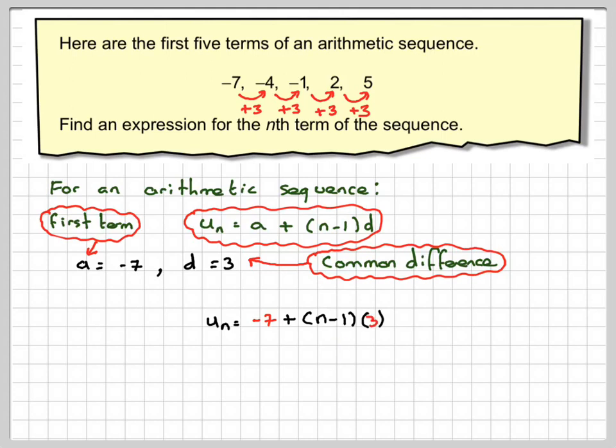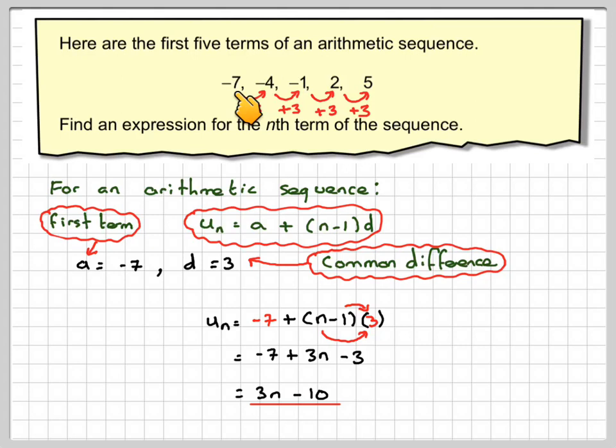And now we multiply this bracket out, so we're going to have -7, n times 3, which gives me 3n, and then -1 times 3, which gives me -3. -7 minus 3 gives -10, so we get an answer of 3n minus 10. So here n is 5, 3 times 5 is 15, take away 10 gives me 5.